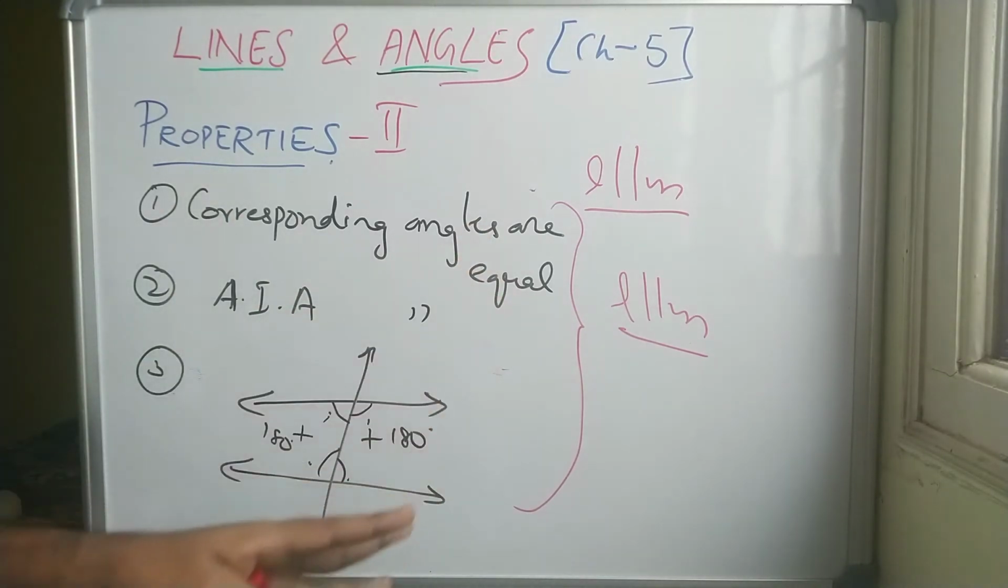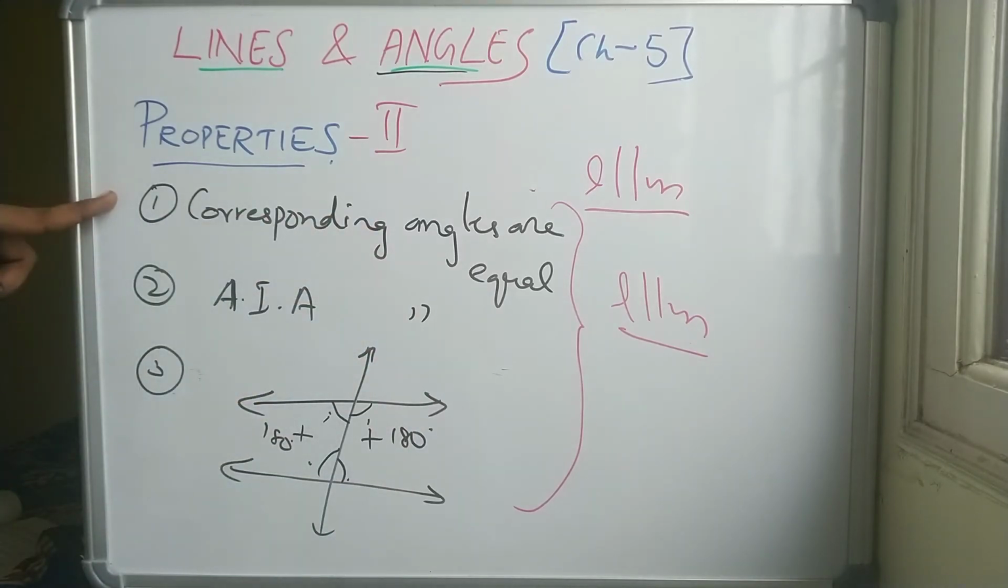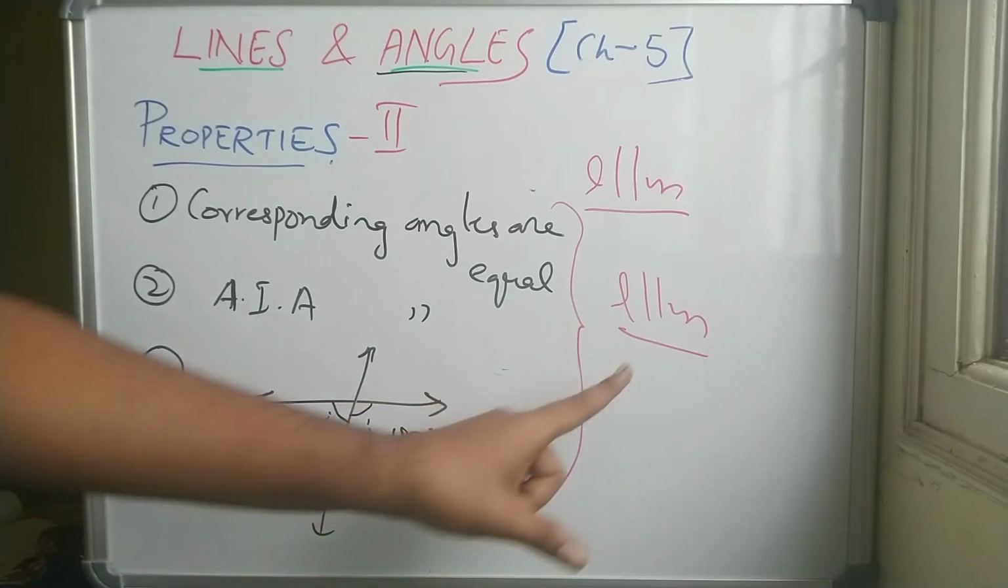If this condition is satisfied, or if it is given, then we can say the lines are parallel. It's not that all three conditions should be satisfied. Either one of these should be satisfied. If any one is satisfied, the lines will be parallel.